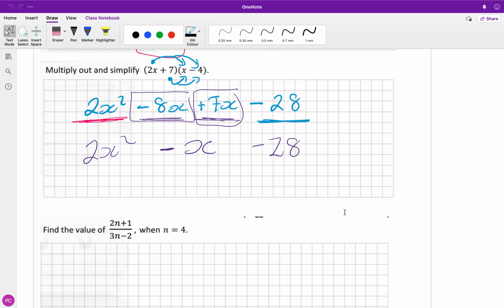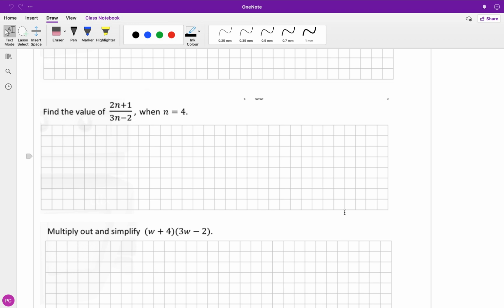Okay, keep going. I'm going fairly quick through this, but you can rewatch this if you need to. It's the benefit of the video. Find the value of 2n plus 1 over 3n minus 2 where n is 4. I'm going to write this out again. Everywhere I see an n, I'm going to stick in a 4. 2 times 4 plus 1 on top. So 2n plus 1 goes to 2 times 4 plus 1. And 3n, oh no, I'm sticking in the n again. I don't need it. I'm sticking in a 4, minus 2 on the bottom.